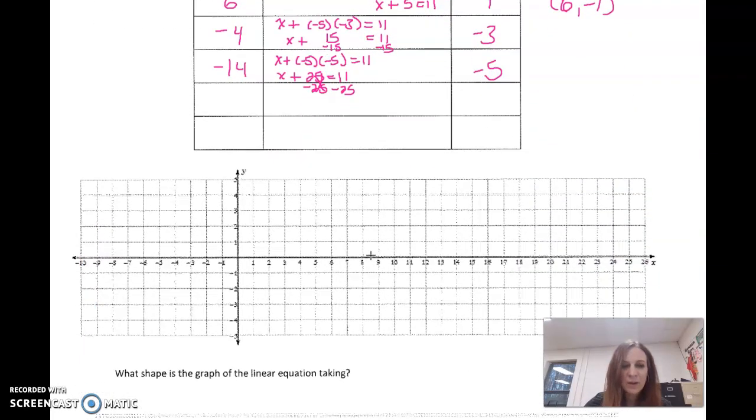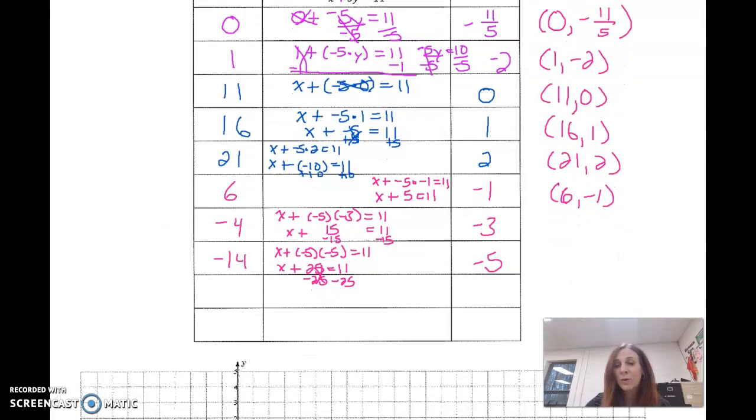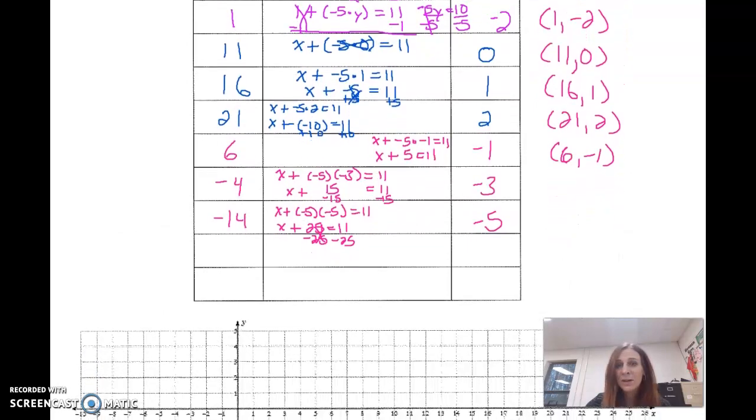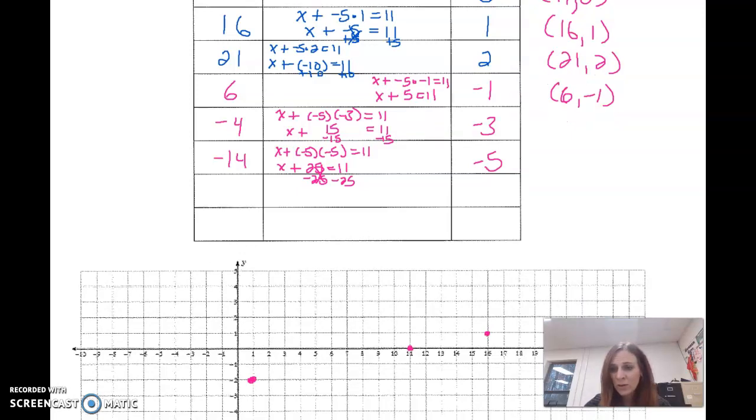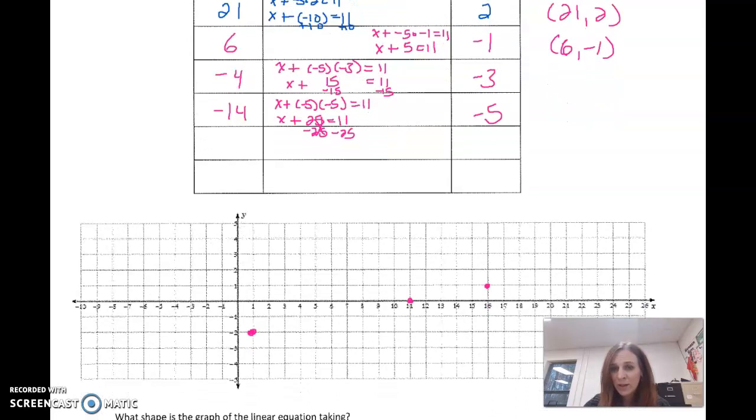1, negative 2. So I'm going to go 1 to the right, negative 2 down. Guys, this is why it's so important that we understand graphing coordinate planes. I'm not going to worry about that 0 and negative 11/5. Let's go 11, 0. 11 to the right, 0 up and down. 16, 1. So I'm going to go 16 to the right, 1 up. 21, 2. Go 21 to the right and 2 up. Does it look like we're getting a line here? Hopefully it does. 6, negative 1. I have negative 4, negative 3.